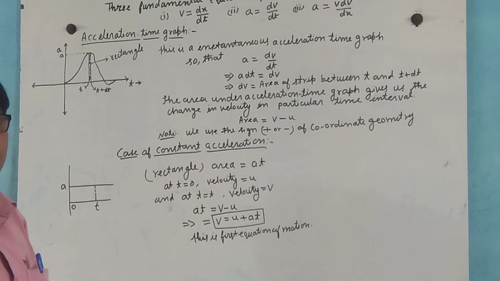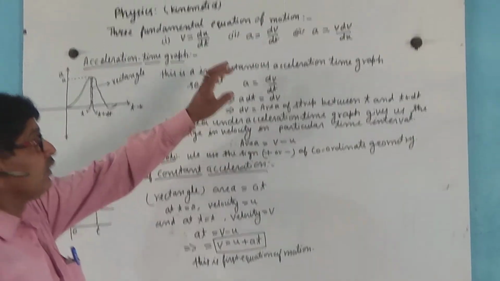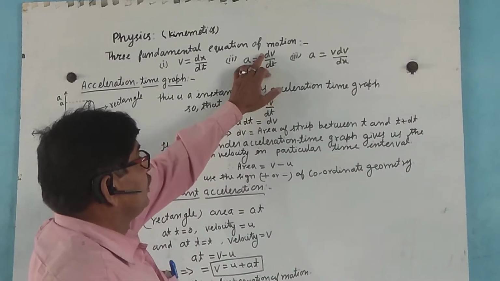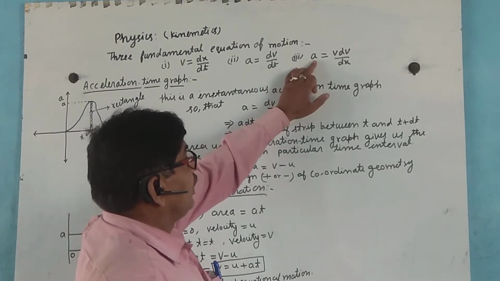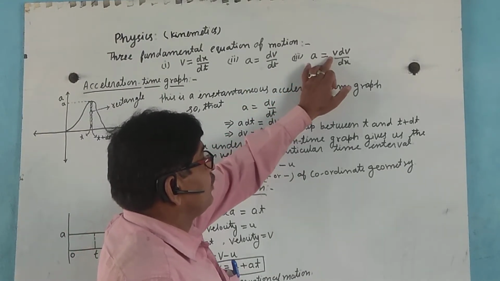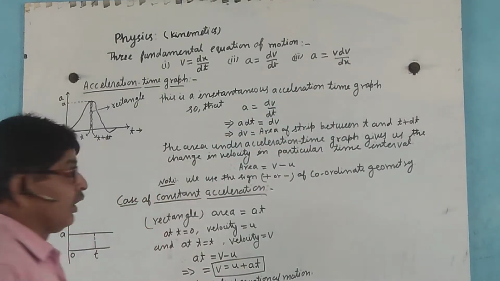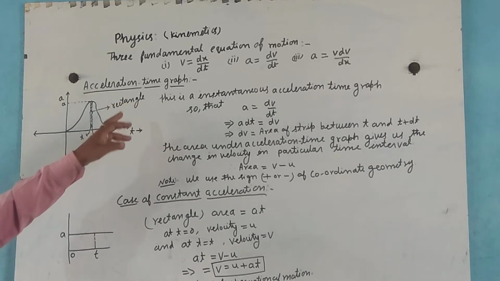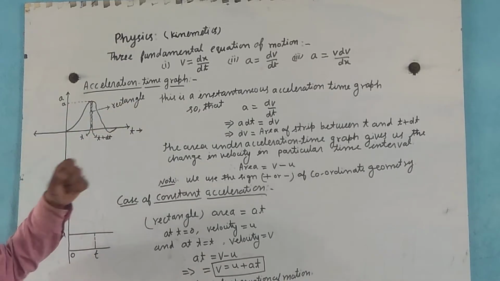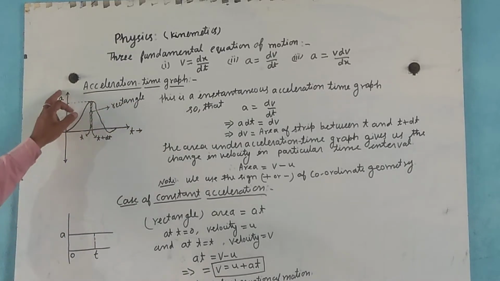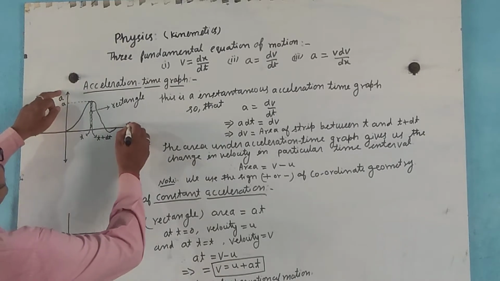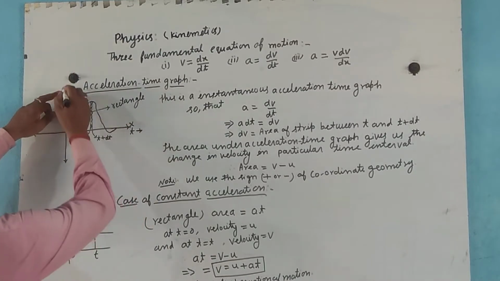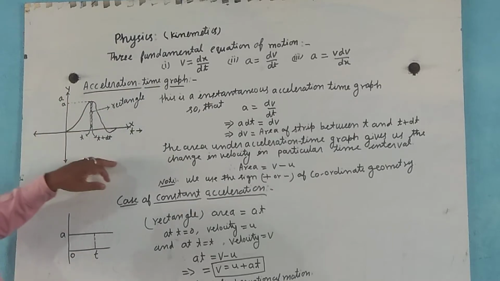First, v equal to dx by dt, and second, acceleration a equal to dv by dt, and acceleration can also be written as v dv by dx. Now first of all we study the acceleration time graph. Time is taken on the x-axis and acceleration on the y-axis.